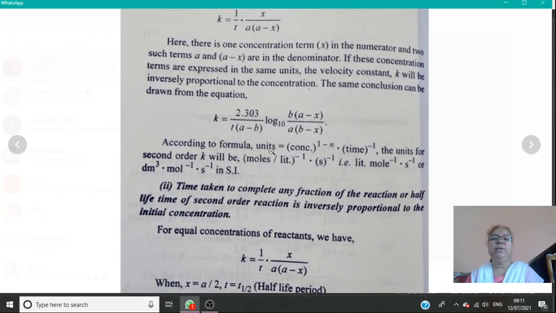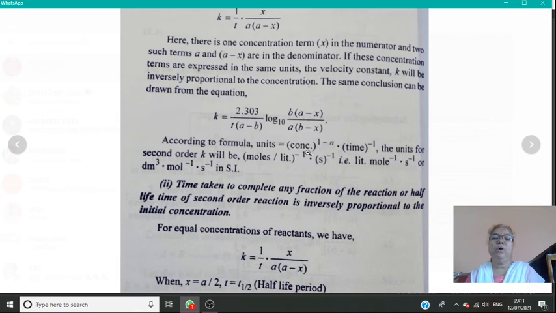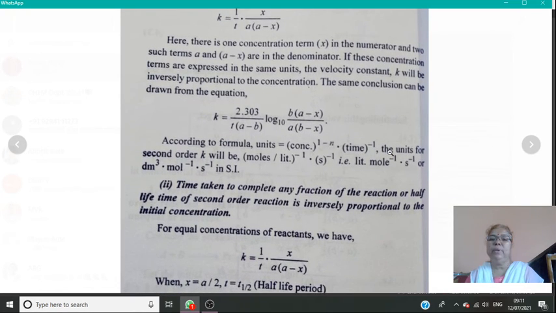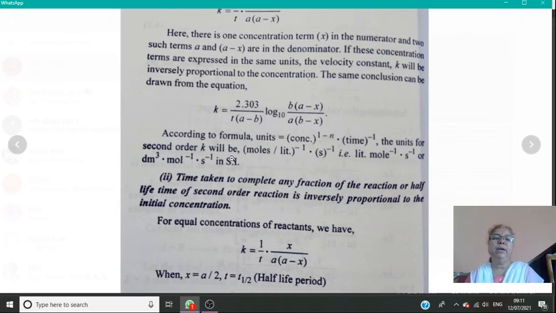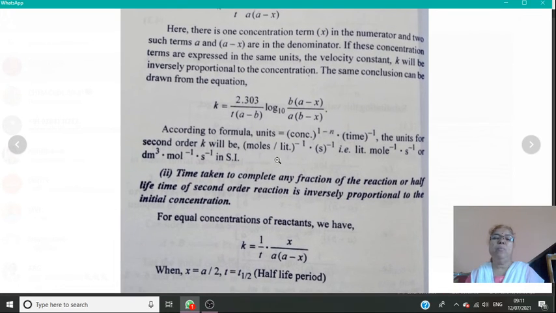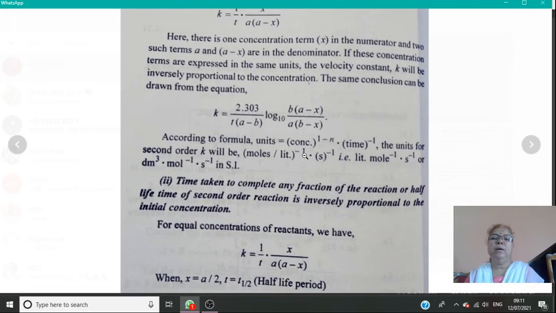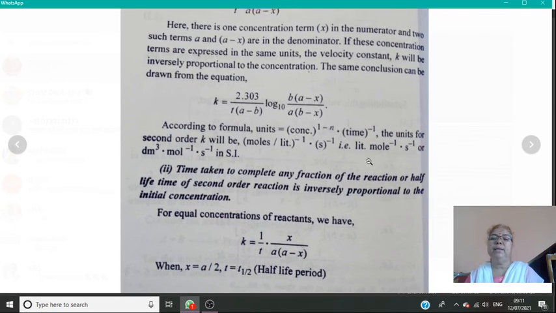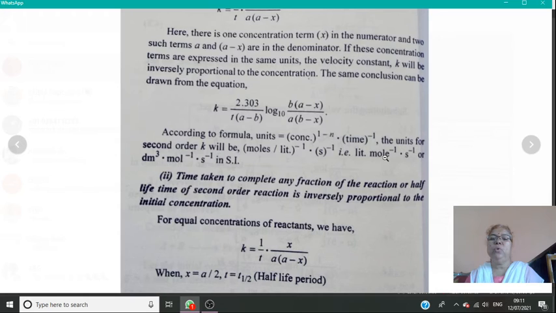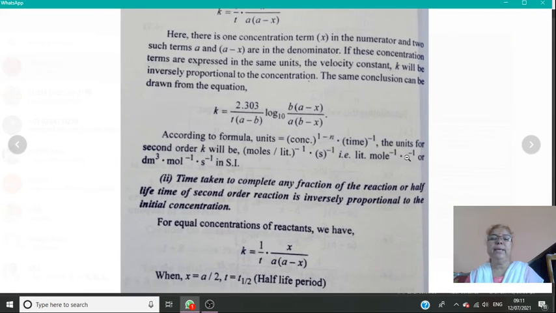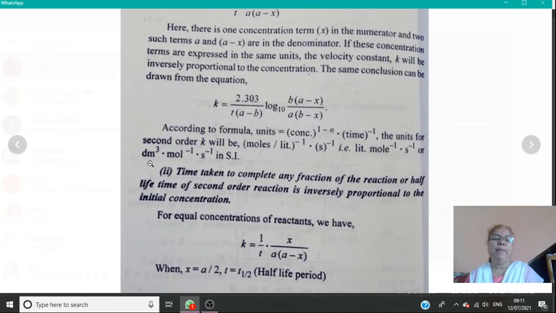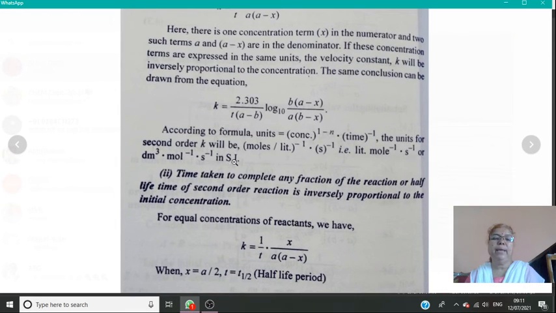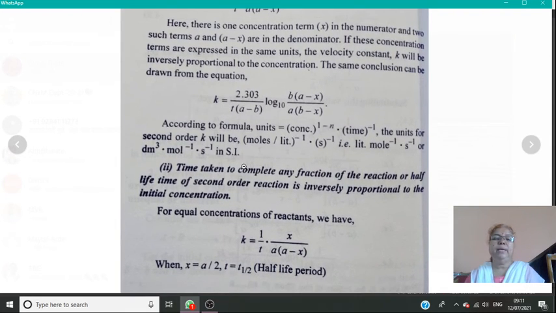Therefore, according to the formula for units, concentration raised to 1 minus n into time inverse. The unit for second order k will be moles per liter raised to minus 1 into second inverse, that is liter into mole inverse into second inverse, or dm cube into mole inverse into second inverse in SI units.